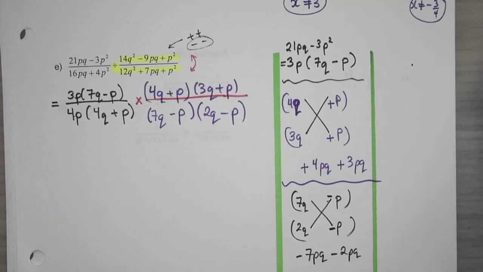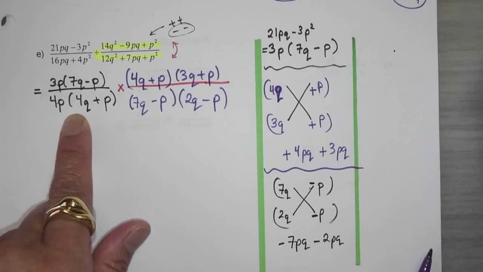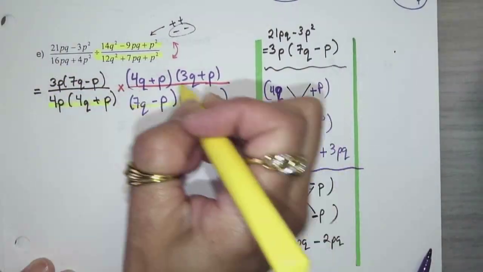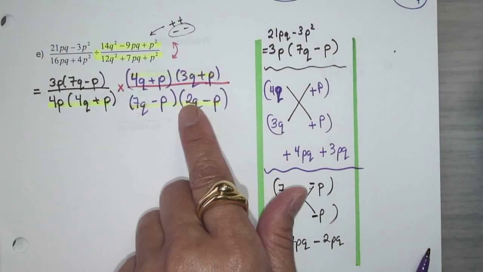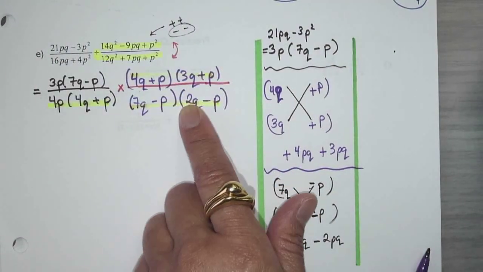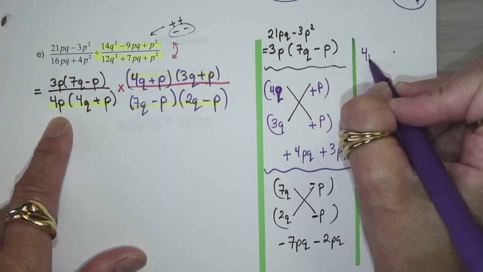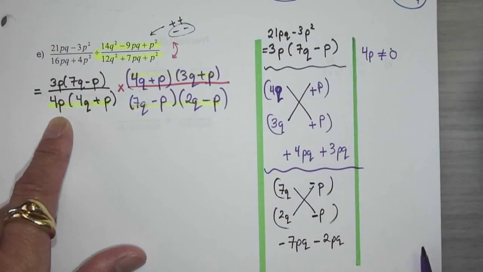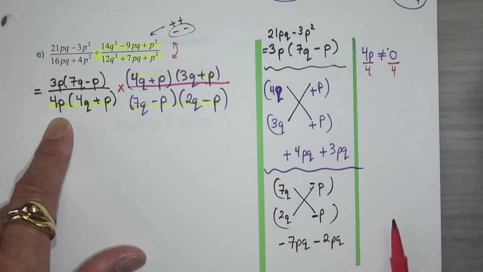So we're going to grab this. I want to grab the entire denominator of this one, and this one. So I'm just highlighting. You don't have to, but I'm using all of those for my restrictions, all of them. So let's grab the 4P. 4P cannot equal 0. When you have 4P cannot equal 0, you divide both sides by 4. So P cannot equal 0.